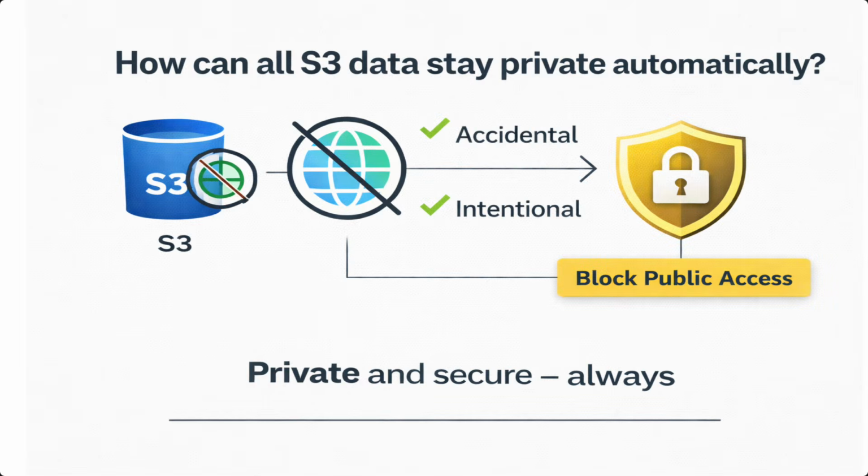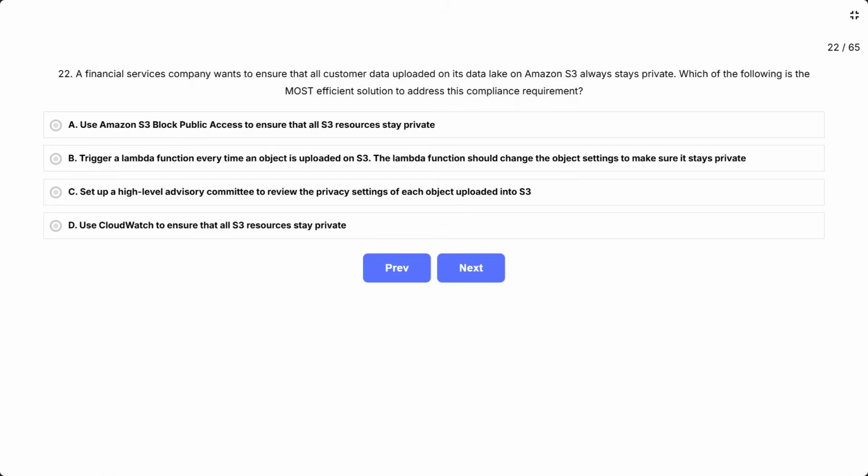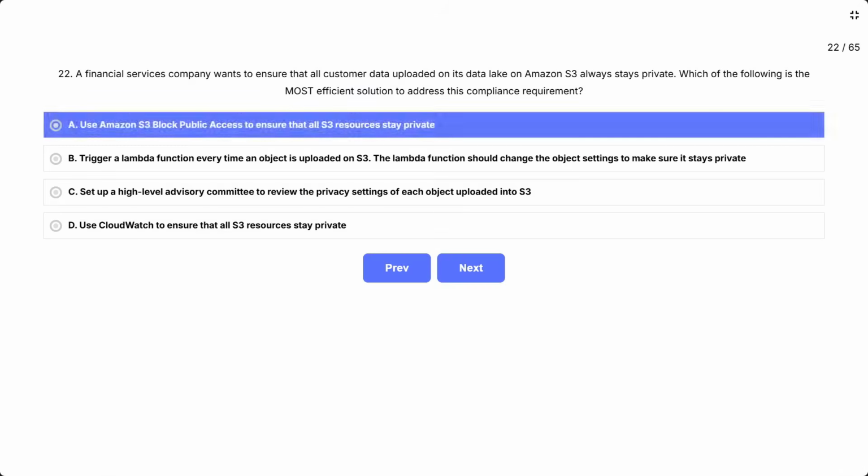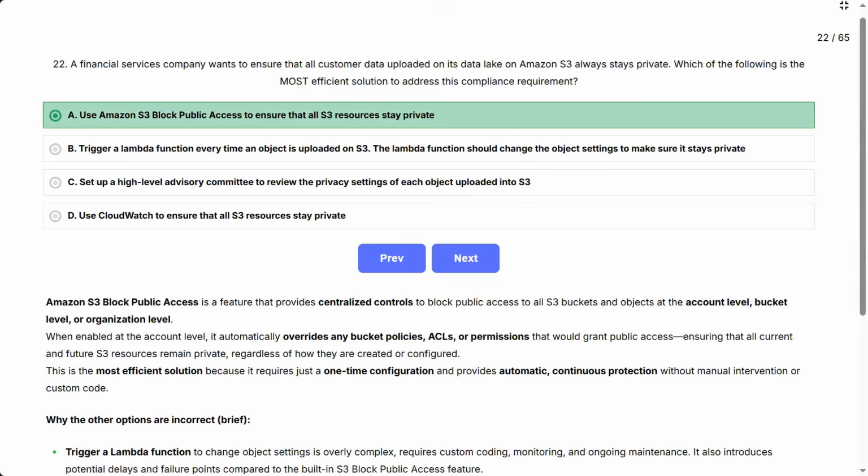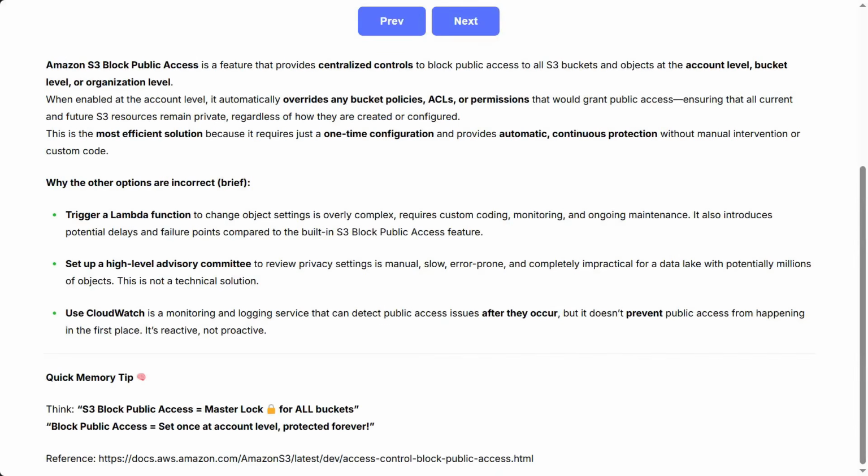This question asks for the most efficient, simplest, most reliable, least manual way to guarantee that all S3 data stays private automatically. Think of it as, how can I ensure no one accidentally or intentionally makes my S3 buckets or objects public, now and in the future? The correct answer is A. Use Amazon S3 block public access to ensure that all S3 resources stay private.